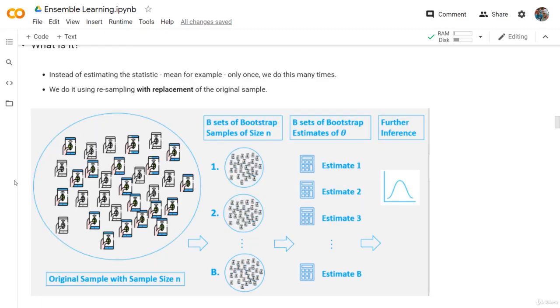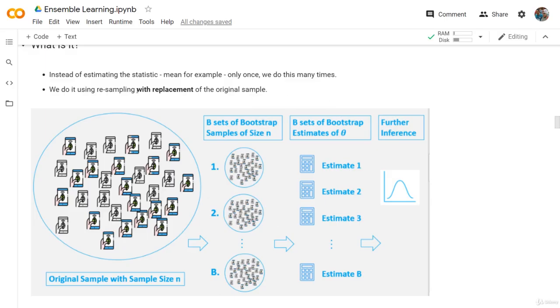So let's say that this is the original sample with sample size n, right? So this is the original sample and we have n, the sample size. Okay, now what we are going to do is that we are going to have b sets of bootstrap samples of size n. So let's say b is equal to 5, for example, and n is equal to 100. Okay, so we will have 5 sets and each set will contain 100 examples.